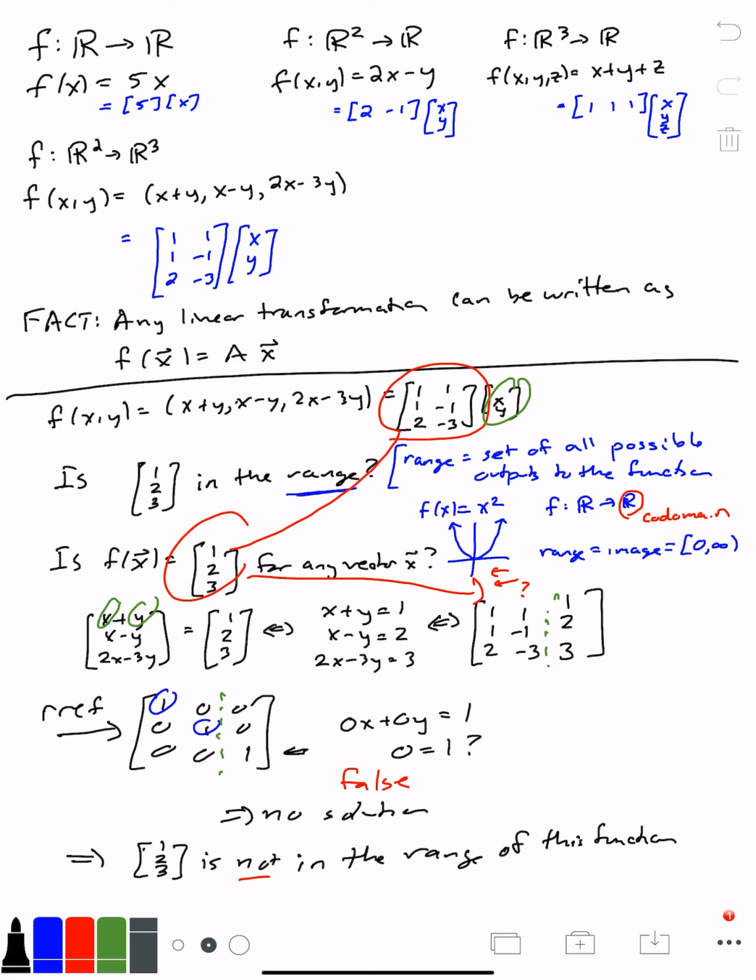So that's just our first example of how we're going to use the row reduction and augmented matrix and all that system of equations stuff we've learned already to try to answer new questions about functions. Okay, so then we'll take a break and come back to the next example.